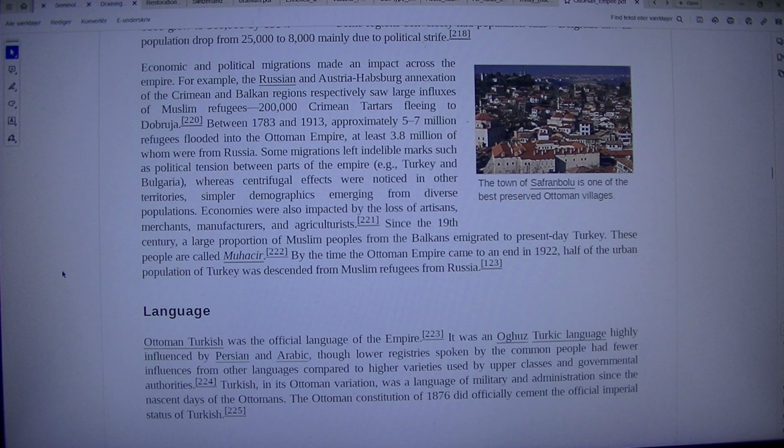Language. Ottoman Turkish was the official language of the empire. It was an Oghuz Turkic language, highly influenced by Persian and Arabic. The lower registers spoken by the common people had fewer influences from other languages compared to higher varieties used by upper classes and governmental authorities. Turkish, in its Ottoman variation, was a language of military and administration since the nascent days of the Ottomans. The Ottoman Constitution of 1876 officially cemented the official imperial status of Turkish.